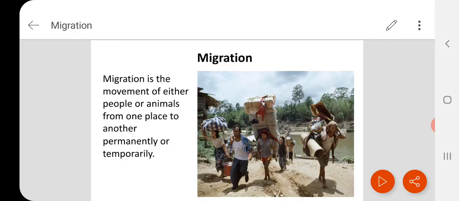In our lesson, we will learn about human migration only, not animal migration.